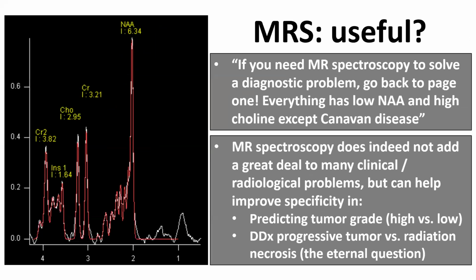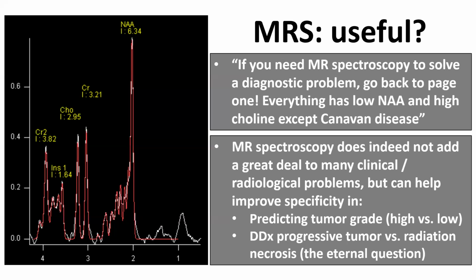Is it a useful technique? Well, I think most of us have read Neuroradiology: The Requisites by David Hewson in our library, and he writes something along the lines of, it's probably not cited verbatim, but it comes close: if you need MRI spectroscopy to solve a diagnostic problem, go back to page 1. Everything has a low NAA peak and high choline except Canavan disease. Of course, this is a bit of a joke, but I get him, because MRI spectroscopy is rarely the diagnosis maker.